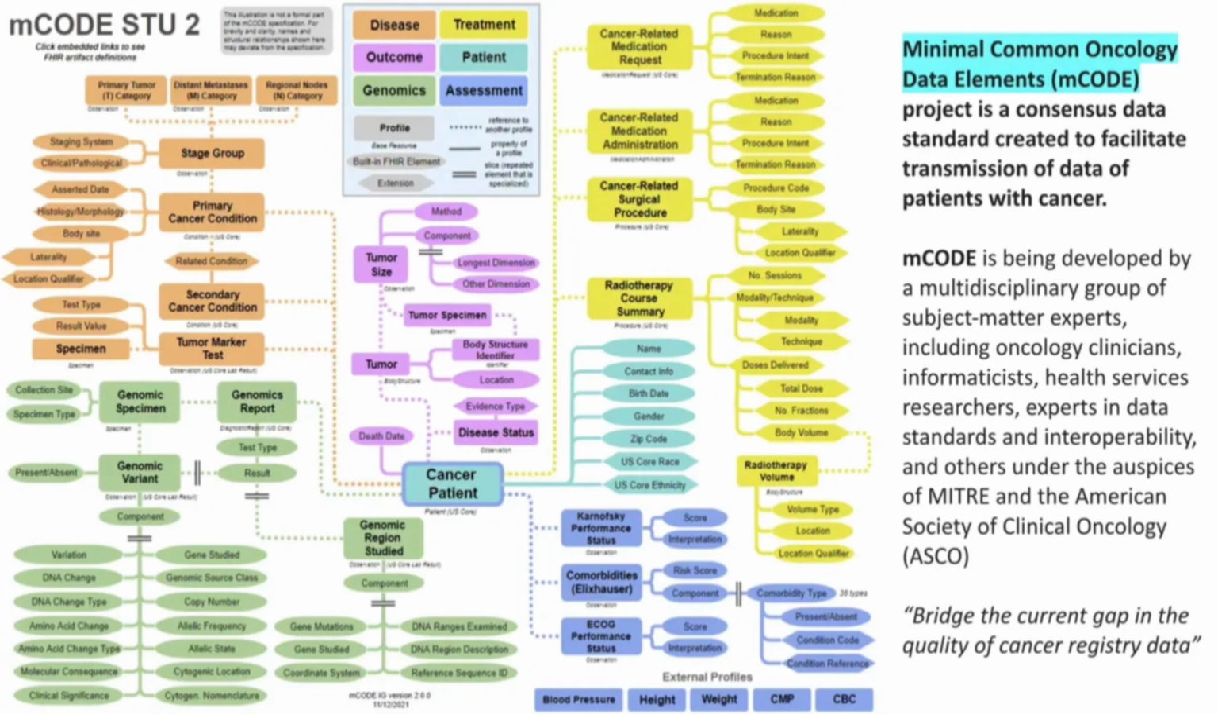So it is basically there to bridge the current gap in the quality of cancer registry data. The MCODE project is designed to provide a consensus among all these unstructured data, on what kind of data needs to be reported at what level and in which granularity. Even if it is there to standardize, it is still quite a complex ontology with more than 400 data elements, as you see in this picture.